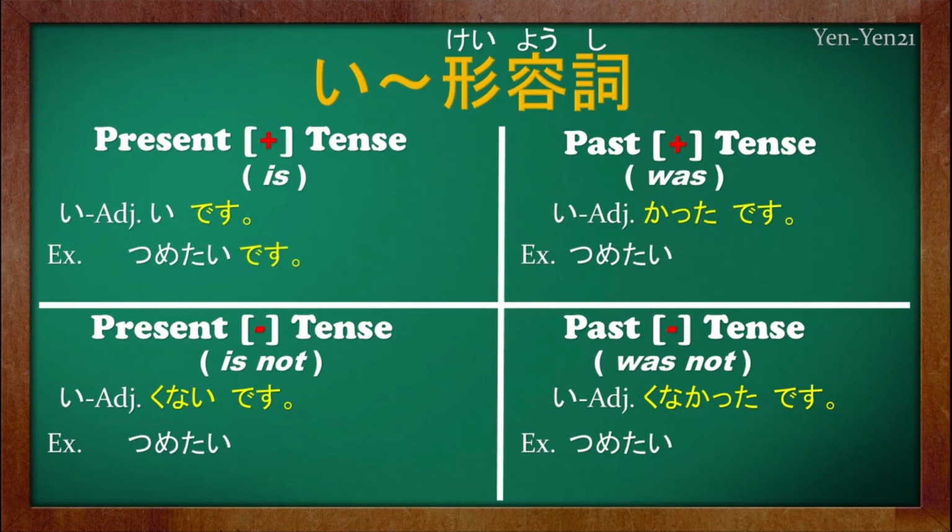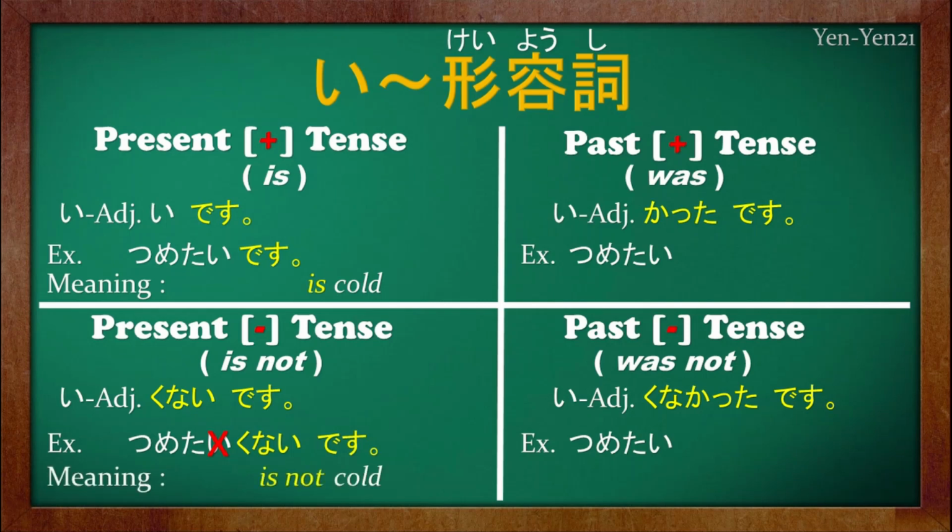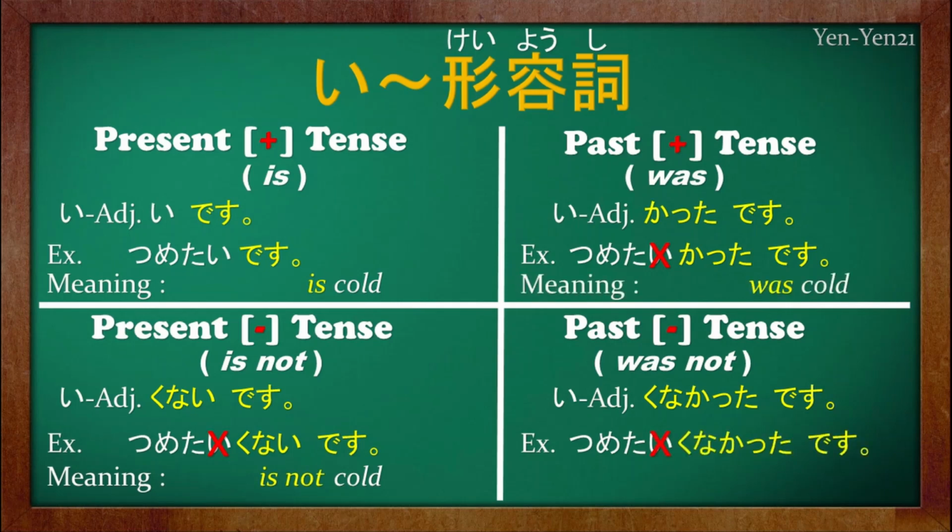冷たいです. That means, is cold. 冷たくないです. That means, is not cold. 冷たかったです. That means, was cold. 冷たくなかったです. That means, was not cold.